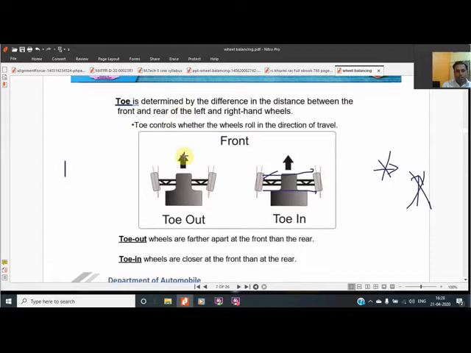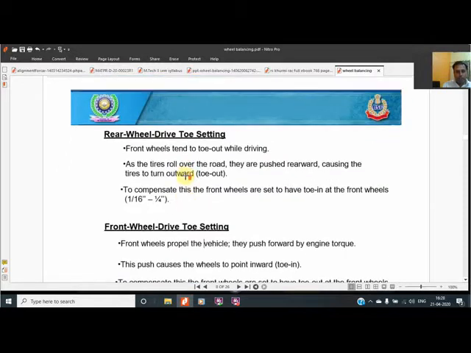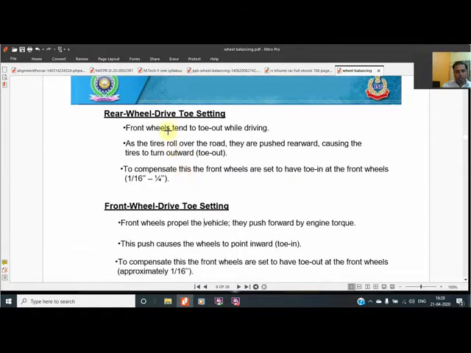And why is toe in toe out required? In rear wheel drive setting, the front wheels tend to toe out while driving. As the tires roll over the road, they are pushed rearwards, causing the tires to turn outwards. Means when the vehicle runs, even if you have given the toe in, as soon as the vehicle runs at a particular speed on the highway, it will automatically become straight. Because the tires are moved outwards, that's why an initial slight toe in is given.